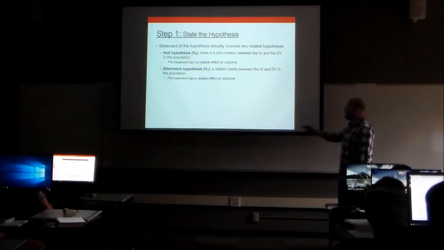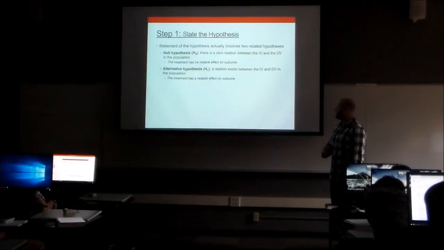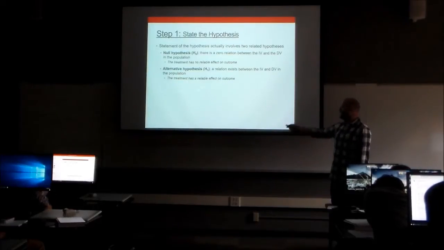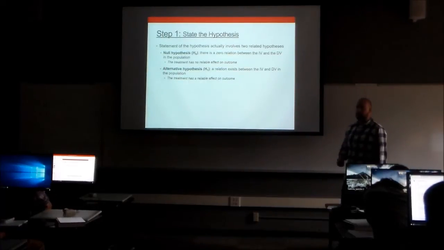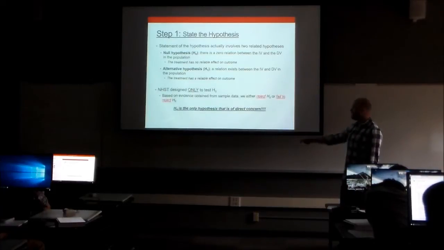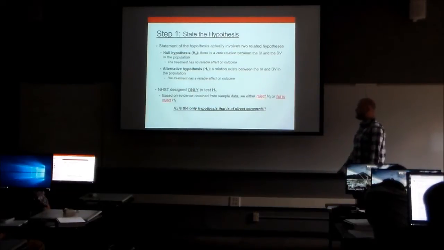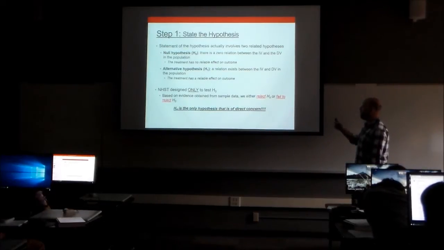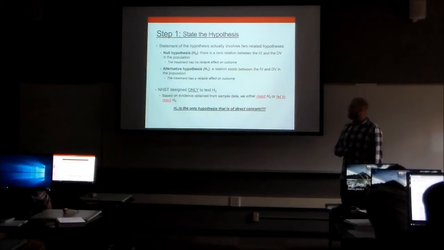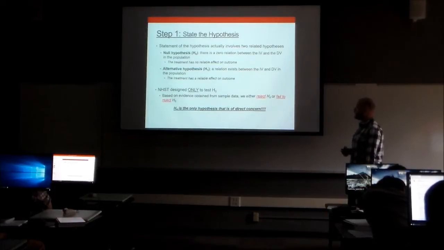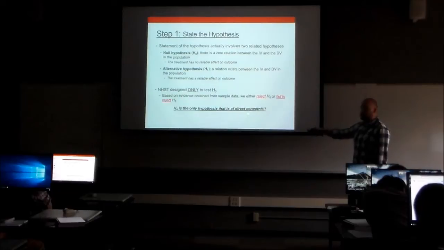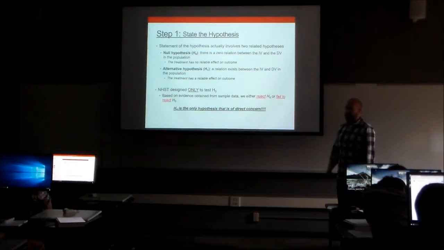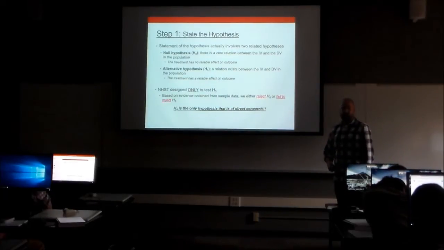Alternative hypothesis: some relation exists between the IV and the DV in the population. Treatment has some reliable effect on outcome. Null hypothesis testing tests only the null hypothesis. Based on evidence from the sample data, we're either going to reject the null hypothesis or fail to reject the null hypothesis. The null hypothesis is the only hypothesis of direct concern with this procedure.